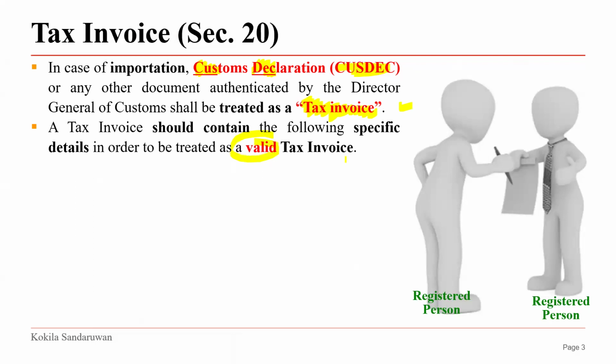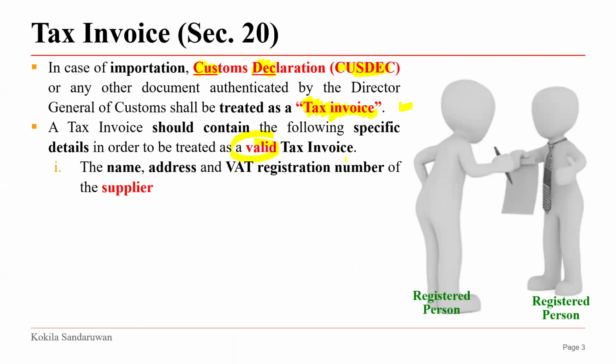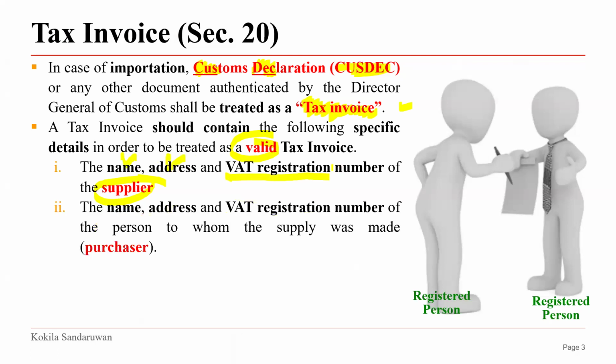So what is the list? First one is the name, address, and VAT registration number of the supplier, right? Who makes the sales. You need to check whether their name, address, and VAT registration number are there. Then the name, address, and VAT registration number of the purchaser, the customer. When both parties exchange the document, they need to make sure their VAT registration numbers are included. Both parties, supplier and purchaser: VAT registration number, name, and address.